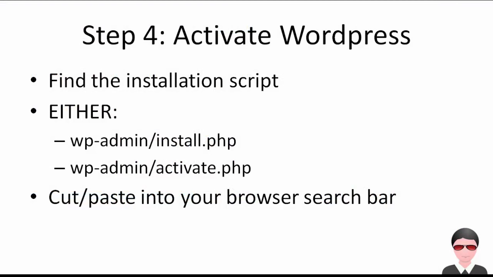Now, how to activate WordPress? You have to do this from your host. So open up your browser. The installation script is either called wp-admin/install.php or wp-admin/activate.php, and you just put that in your browser and WordPress will do the rest. It's just an installation script.